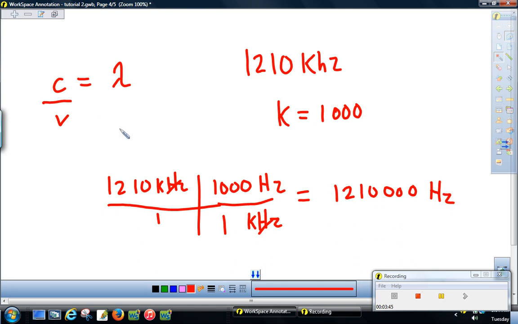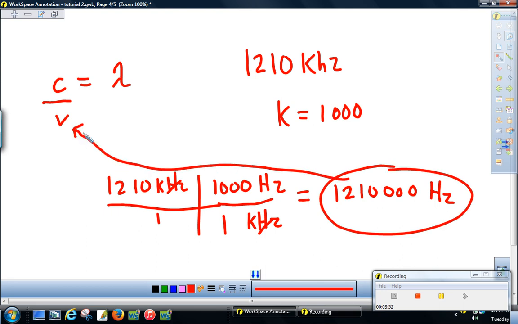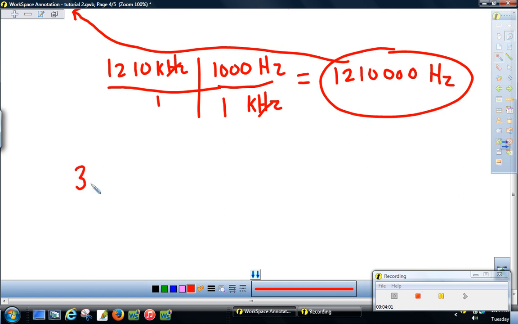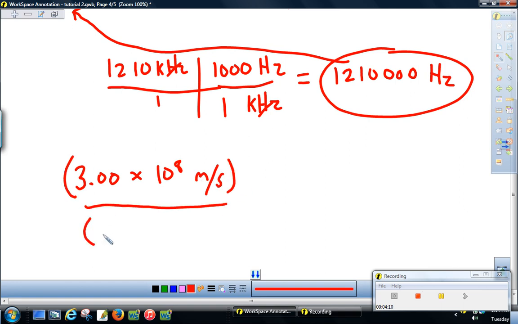What we can do now is plug this number for hertz into our equation. The speed of light divided by that number will give us what we're solving for, which is lambda. So we're going to take 3 times 10 to the 8th meters per second. When I do that in my calculator, I like to put that in parentheses. I'm going to divide that by this many hertz. And when I do that, I can solve for my wavelength.